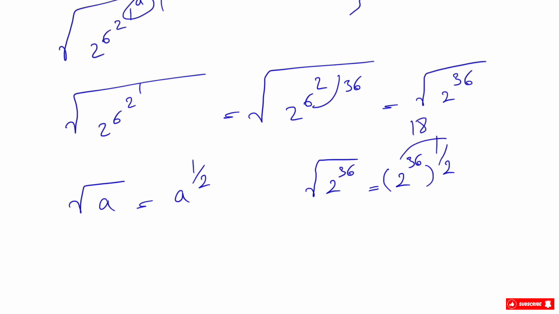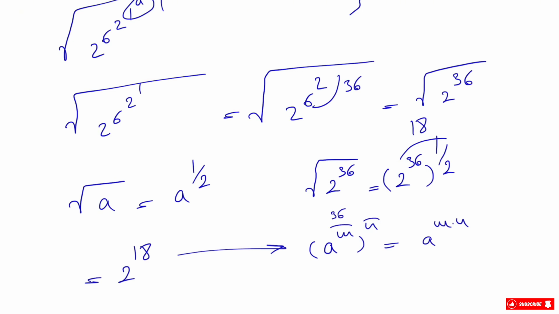And what we have in here at the end, we have to figure out what 2 to the power of 18 is. And this was coming from one of the laws of exponents: when we have a to the power of m to the power of n, this will be equal to a to the power of m times n. So our m was in here 36 and n was 1 divided by 2, and this would be the 18, which is what we got in here.